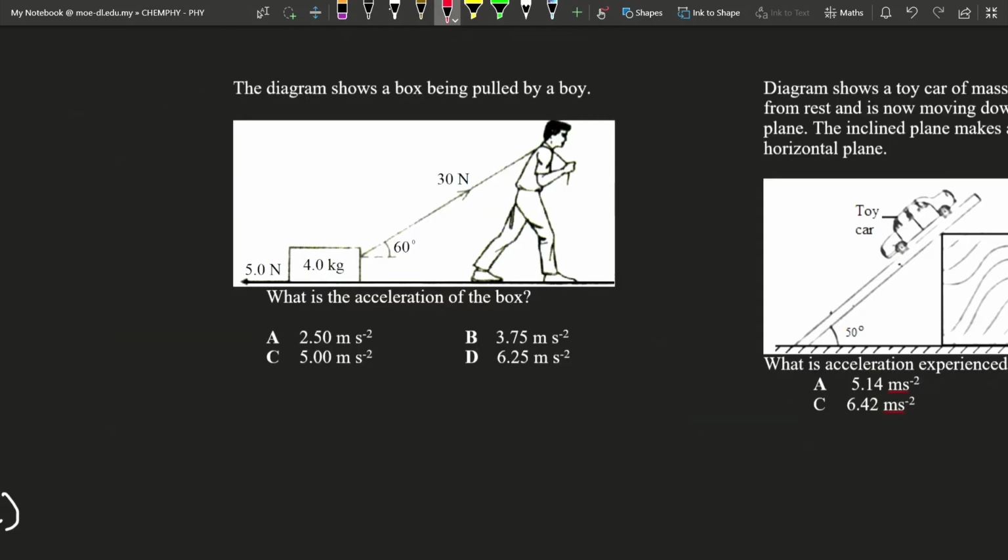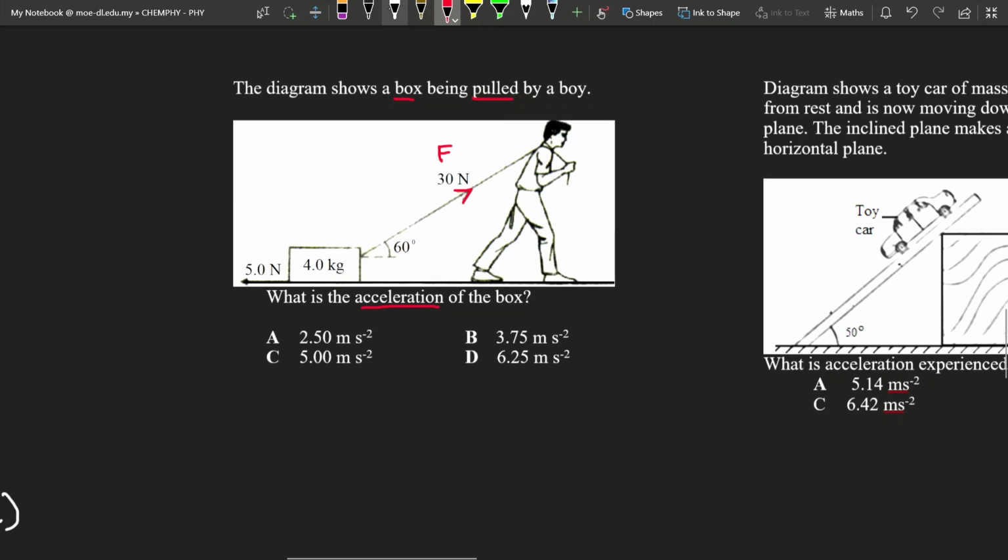Okay, so let us do some questions to improve our understanding. The first question: the diagram shows a box being pulled by a boy. You guys can see there is a boy pulling a 4 kilogram box with a force of 30 Newton. The question asks, what is the acceleration of the box? Kita nak cari pecutan kotak tersebut.